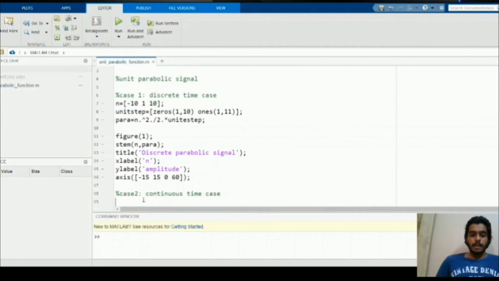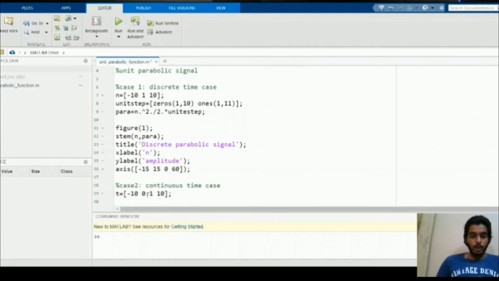The same is the case for the continuous time case, except with some minor adjustments, but the same steps are to be followed. Since it is the continuous time case, we will give t equals minus 10, 0.1, and 10. As you can see, I have given the increment as 0.1, because as the increment gets smaller and smaller, the more precise and continuous our graph will be. So I have given 0.1, and now defining our unit step signal.